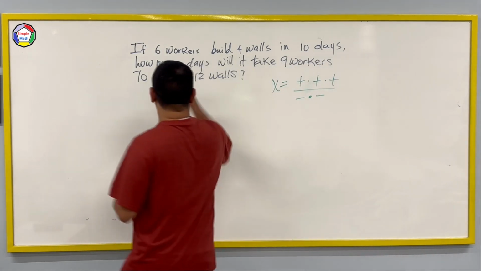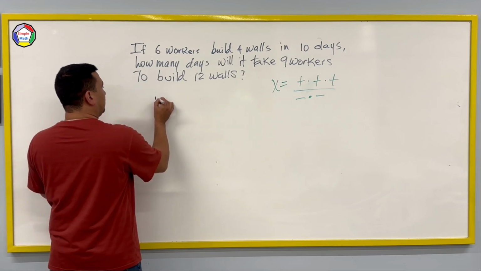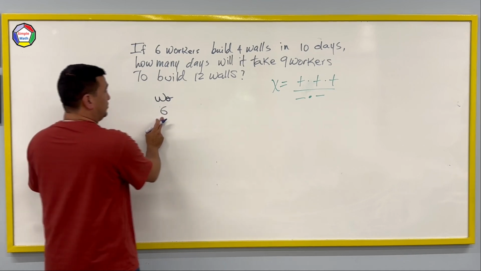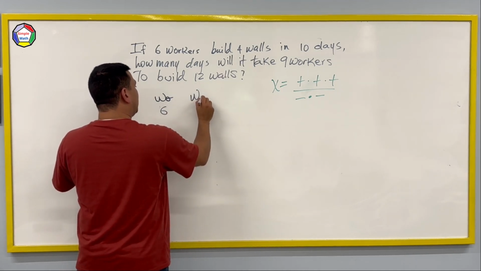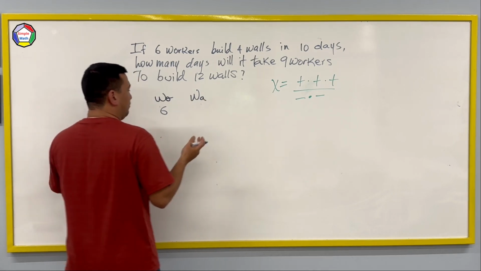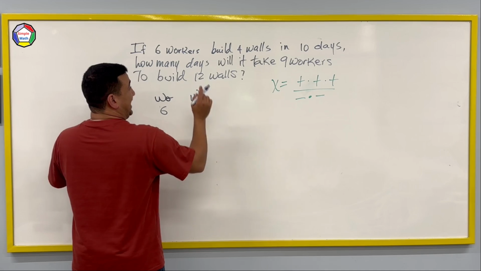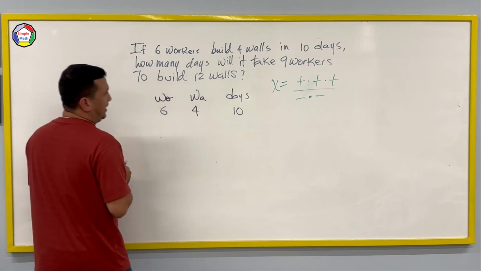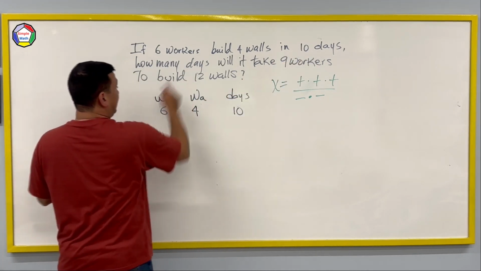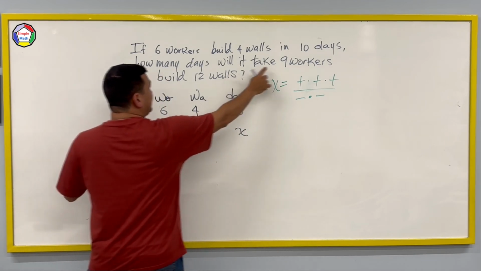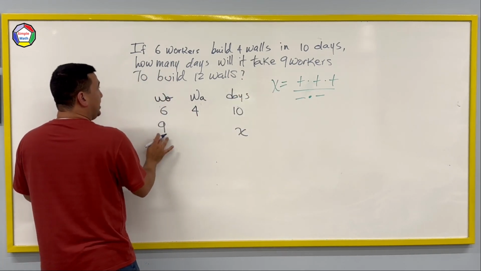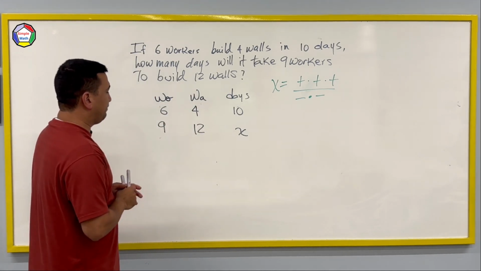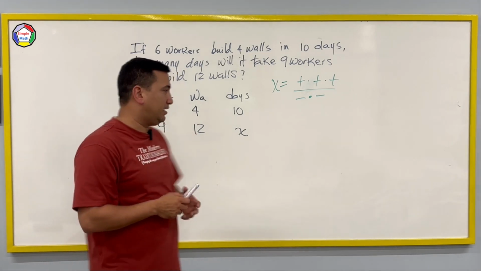It says if 6 workers, so I'm going to write the word workers here. If 6 workers build 4 walls, the other magnitude is walls. Yes, 4 walls. In 10 days, so they're speaking about days. They will take 10 days. How many days, that is the variable, will it take 9 workers, so 9 workers, to build 12 walls? 12 walls. This is the way we write the problem mathematically.